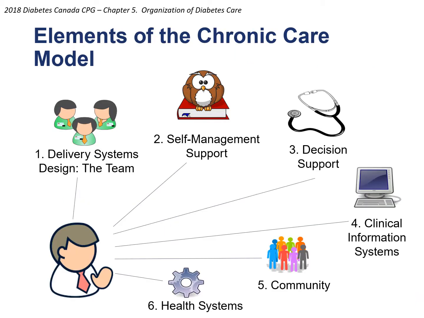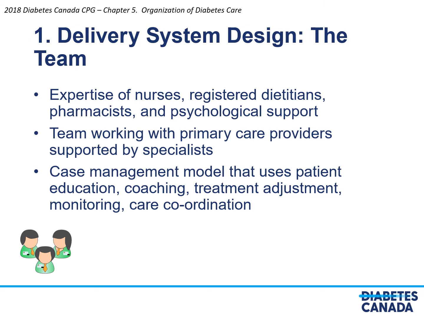The elements of the chronic care model include delivery systems design, self-management support, decision support, clinical information systems, the community, and health systems. Delivery system design means making systematic changes to primary care practices and health systems to improve the quality, efficiency, and effectiveness of patient care.